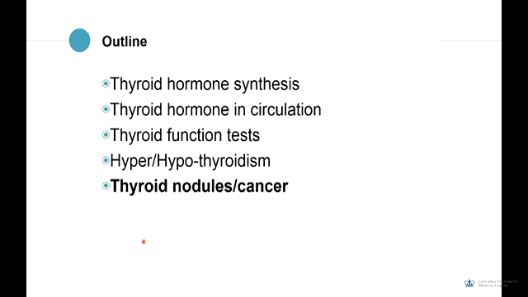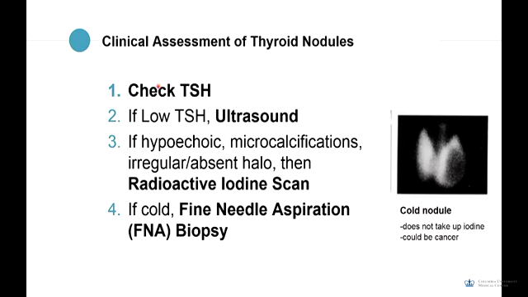All right, so now we're going to talk about thyroid nodules and thyroid cancer. All right, so how do you assess thyroid nodules? So first, primarily, you want to check the TSH. Always check the TSH, it's the most important test. No matter what the question asks you, check the TSH.